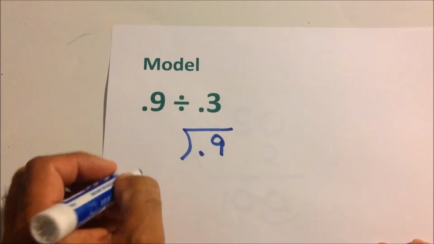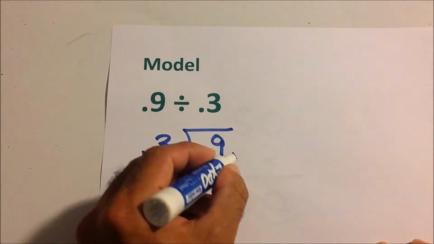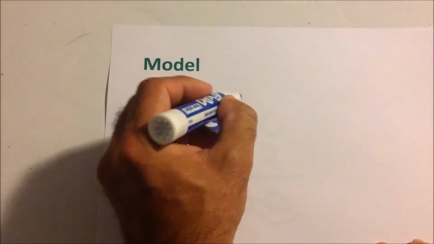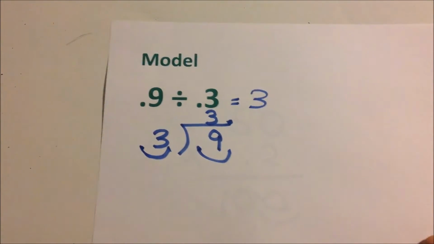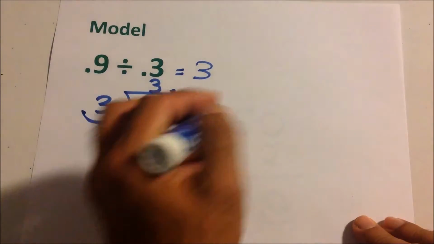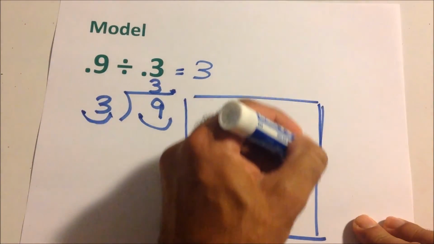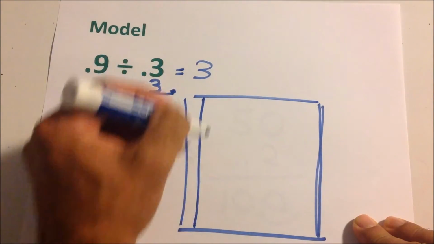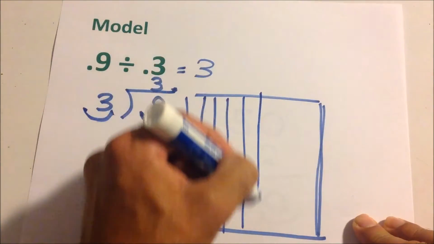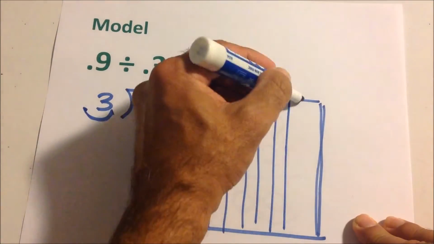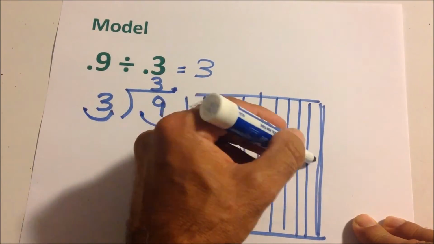So again, the 0.9 is there and the 0.3 is there. We move the 3 once, move the 9 once, and it equals 3. So that's just the regular way. Now with a model, we're going to make a box. We're going to make 10 spaces. Let's count. 1, 2, 3, 4, 5, 6, 7, 8, 9, 10.